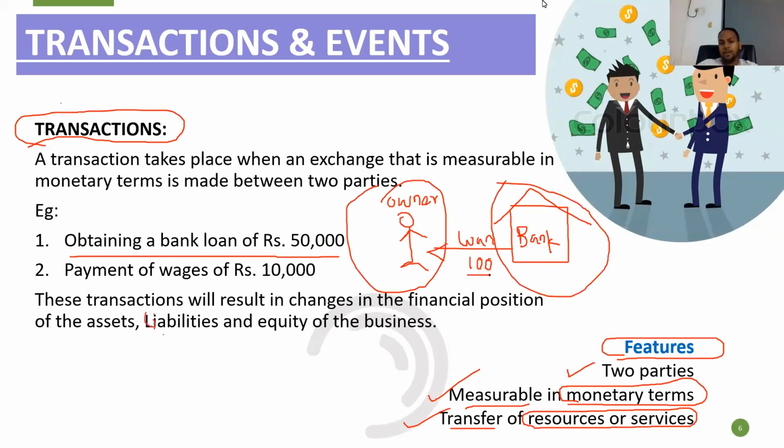So there are two parties involved: the owner and the bank. And there is something measurable in monetary terms. Rupees is measurable. And transfer of resources: cash has been given to the owner and it creates a liability or an obligation to repay that loan. So that is why we say a transaction takes place when an exchange that is measurable in monetary terms is made between two parties. So when you define it, you have to mention these three key terms in the transaction. Right? Then what is an event?